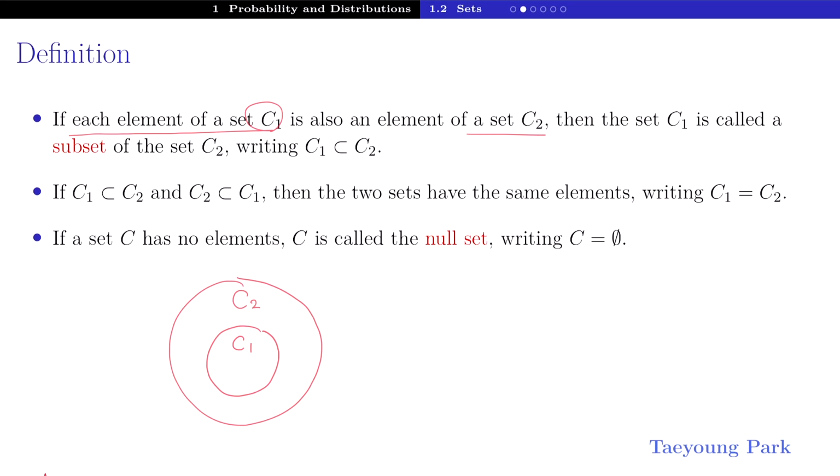If C1 is a subset of C2 and C2 is a subset of C1, then these two sets must have the same elements and be equal. So C1 should be the same as C2. If a set C has no elements inside, C is called the null set with this notation, or we can write the empty parenthesis.